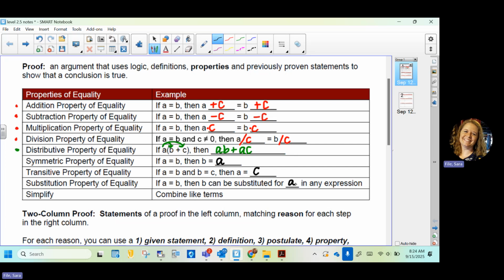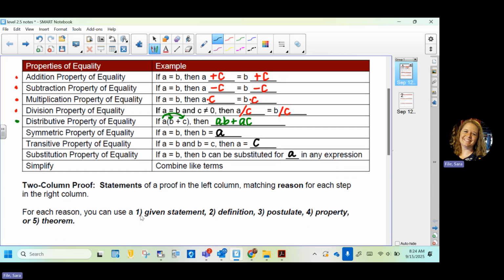All right, and then simplifying, that's combining like terms. So when you have like terms on the same side of an equation and we combine them, okay, we would write combine like terms or simplify for our reason. So far, so good? All right, so those are the reasons that we're going to put in our proofs.